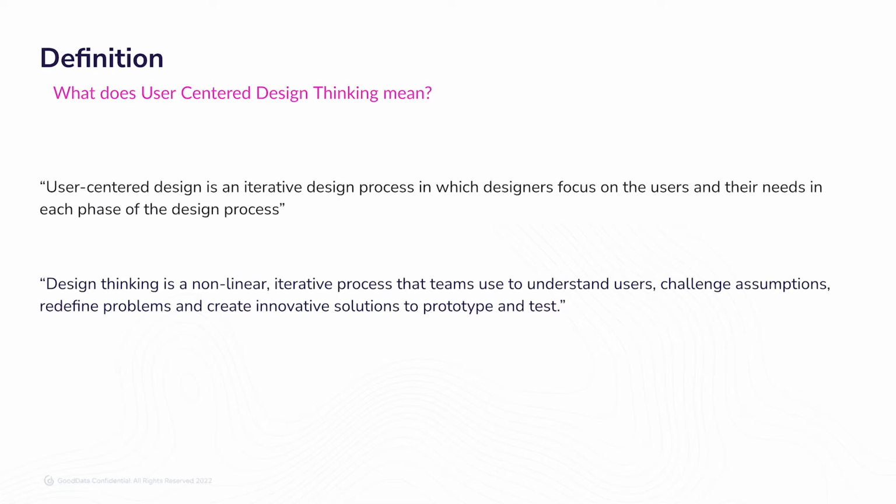So this first definition here is around user-centered design. And what it is, is an iterative design process, and iterative is a key word here, in which designers focus on their users and their needs in each phase of the design process. Whereas design thinking is a nonlinear, also iterative process that teams use to understand the users, challenge their assumptions on them, redefine problems, and create innovative solutions to prototype and test. Like I said, there are slight differences, but they really meld together well to create one holistic view of ways to incorporate the process and the end needs of the user.